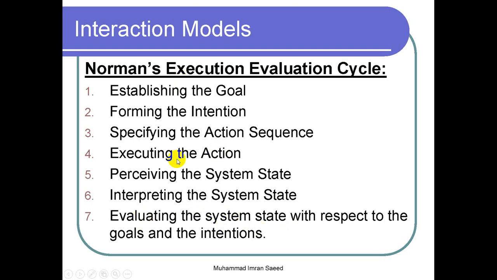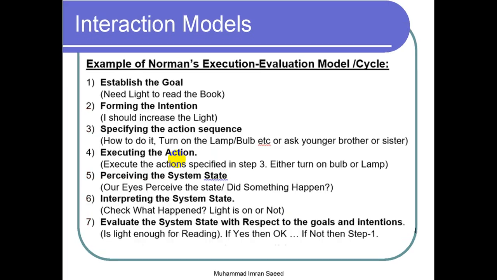These are just the headings, and now we will try to understand this model with the help of an example. Say I am reading some book and I'm sitting in my room where there is enough light, but around sunset I feel that there is some difficulty in reading the book. So I have a goal to increase the light. So my first step: establish the goal.